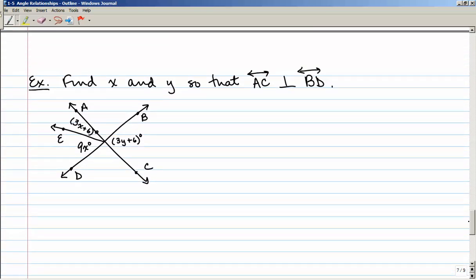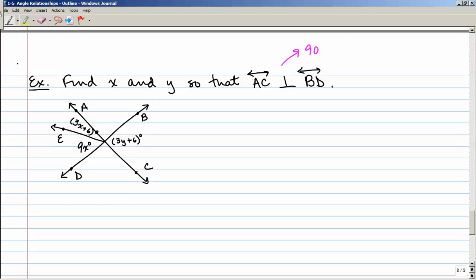And here's an example. This says find x and y so that line AC is perpendicular to line BD. They're not telling us that AC is perpendicular to BD, but depending on whatever the values of x and y are, we can make those lines be perpendicular. So if they are indeed perpendicular, they're going to have to add up to 90 degrees. Any of those angles are going to have to be 90 degrees.